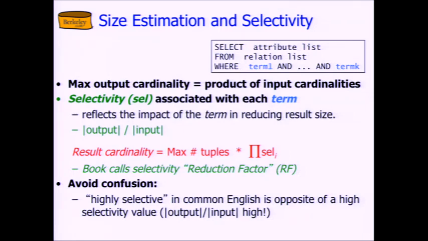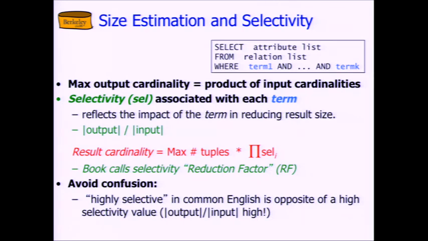The result cardinality is going to be the maximum number of tuples, which is the cross product of all the tables, times the product of the selectivities of the terms, because we're assuming they're independent. So if this term throws away 9/10 of the tuples, and this term throws away 9/10, then they each have selectivity 1/10. 1/10 times 1/10 is 1/100. That's an independence assumption, though, between my two hands. Just note that the book calls selectivity the reduction factor, but everybody else I know calls it selectivity. Every database person calls it selectivity.